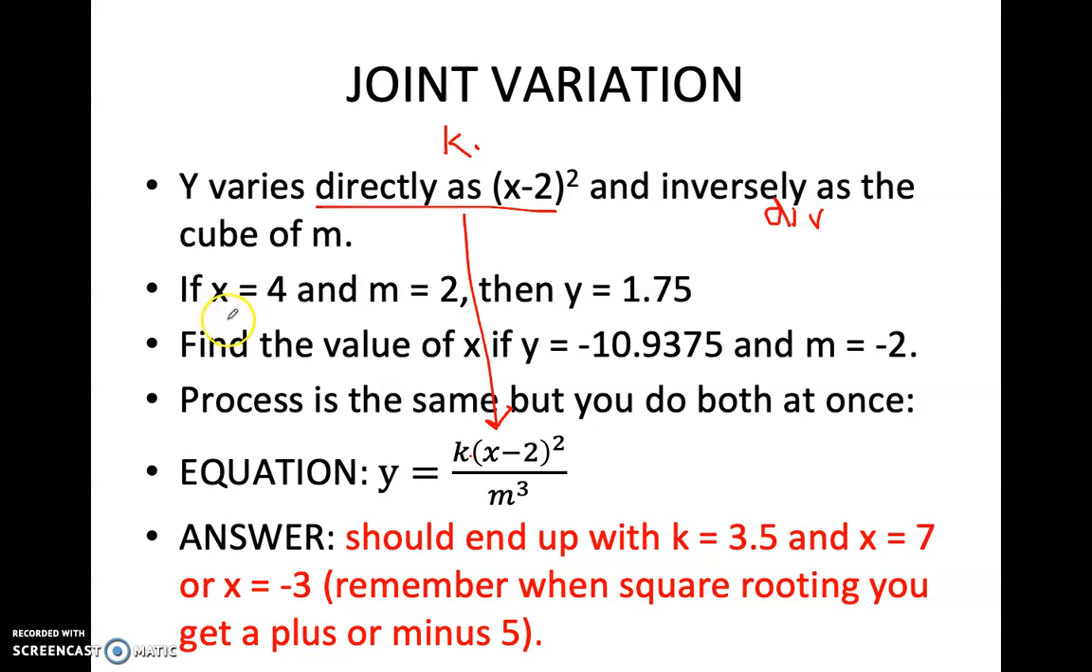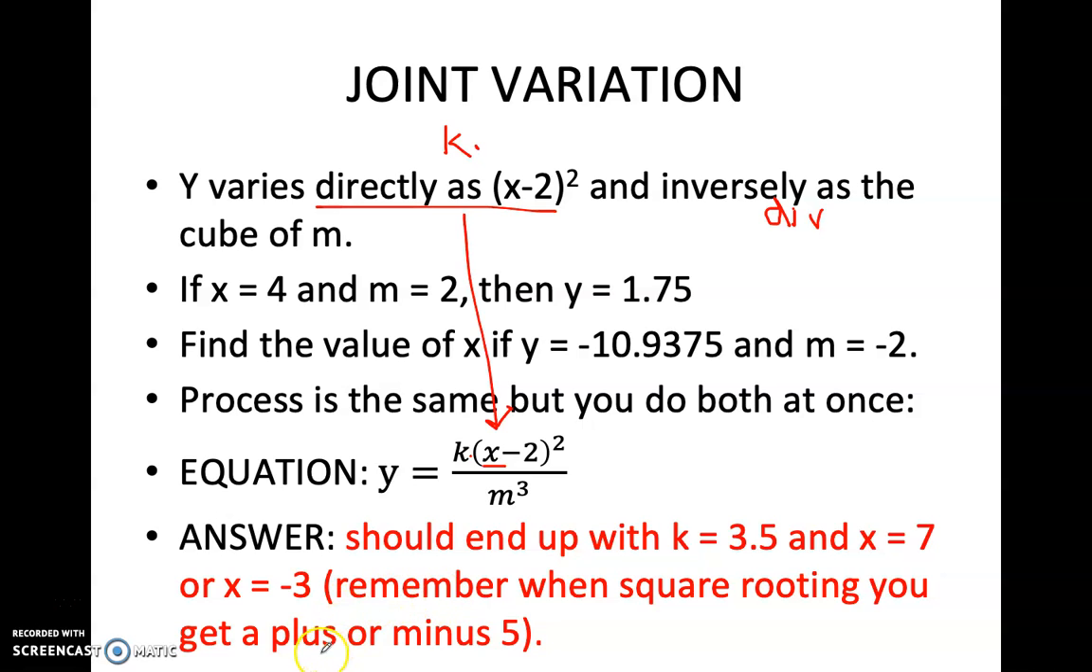All right, and if x is 4, then m is 2, then y is 1.75. You're going to plug in 4 for x, 2 for m right there, and 1.75 for y. And then it says find the value of x if y is this and m is this. So at the very end, you are going to be plugging into the y value, and you're going to be plugging into the m value. So you have to do a lot of algebra to get this x out of there. And I'm not going to go through the problem. I want you to try it on your own, but I do say here you should end up with a k value of 3.5 to start with. So it should be 3.5 times x minus 2 squared over m cubed.